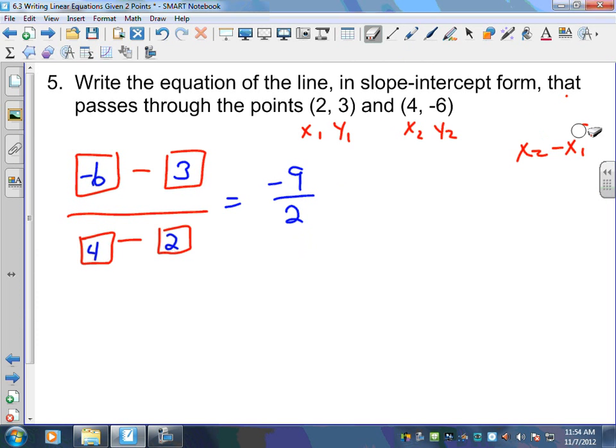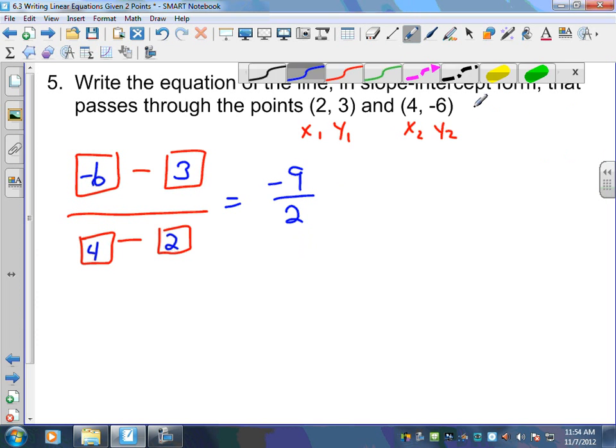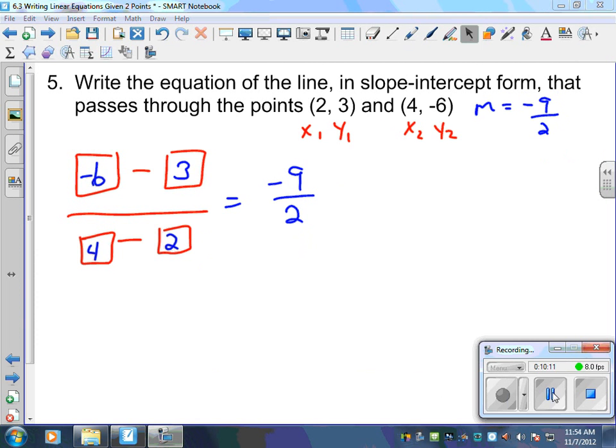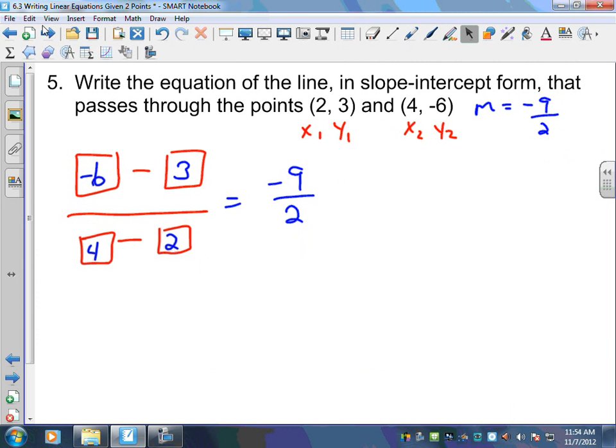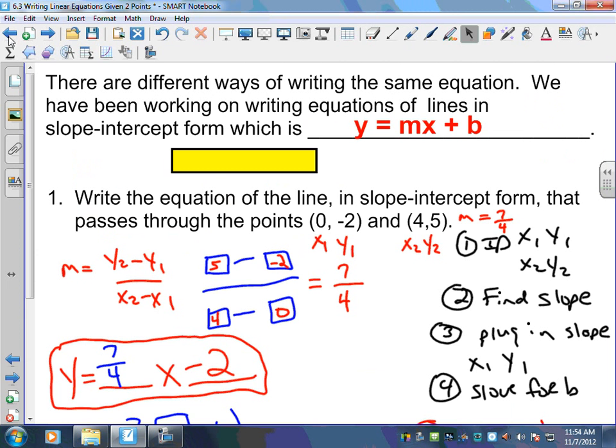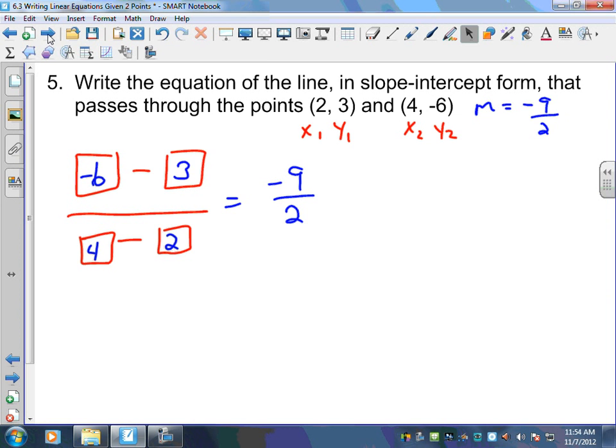So right here, I'm going to put, and I would suggest that you please do this, m equals negative 9 over 2. Okay? Okay, now, what do I do next? Go back to the list. After I find my slope, I plug in slope, x1, y1, and solve for b.